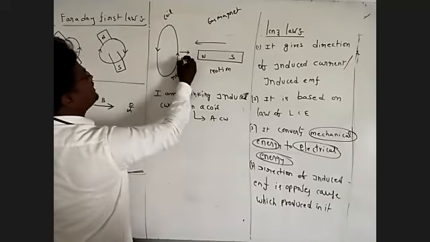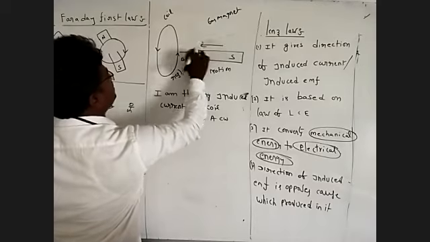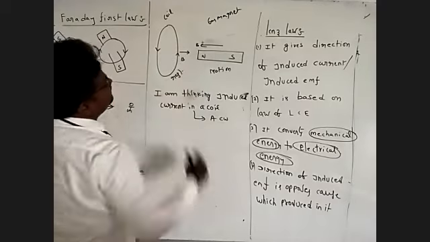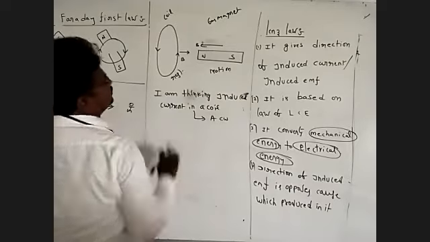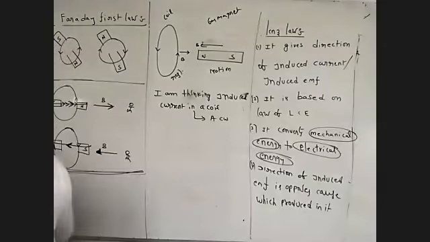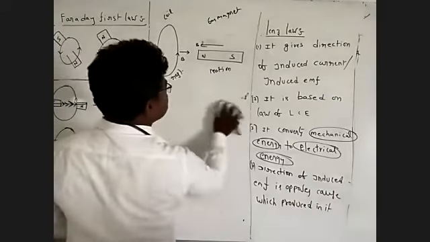This is the direction of the magnetic field. For this one, the direction of the magnetic field is this direction. Both are in opposite direction. Now you will see both are in opposite direction. Suppose, what I'm doing here, clearly, once again I'm going to explain.